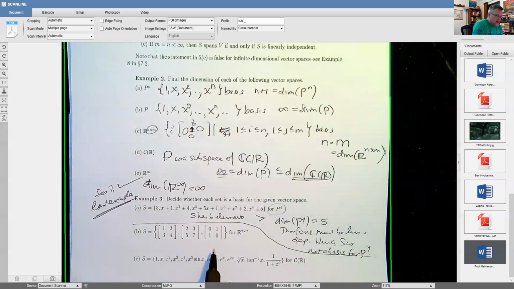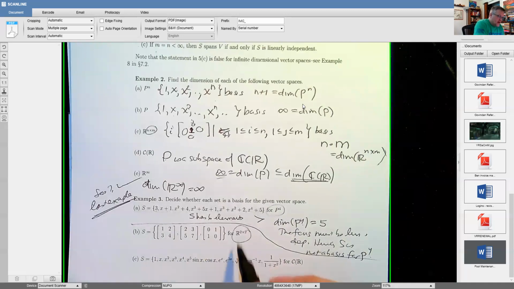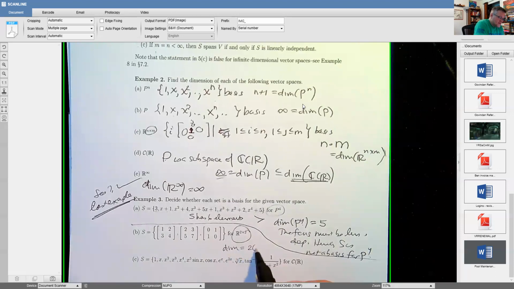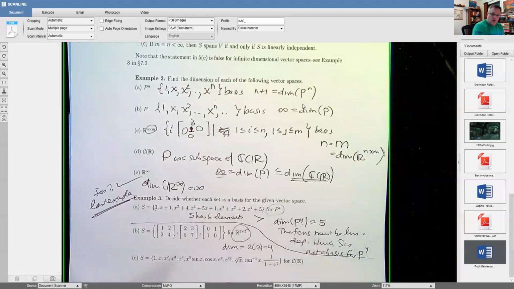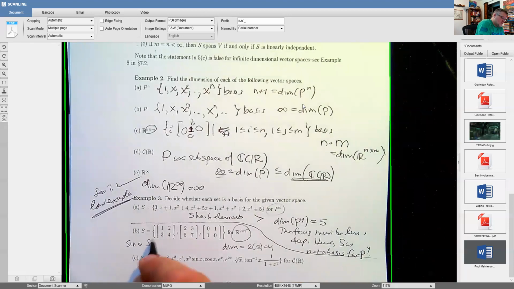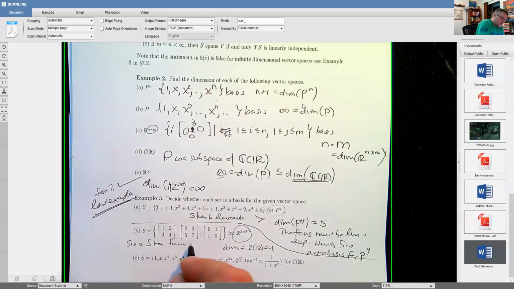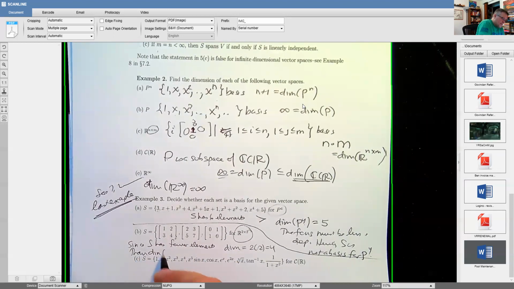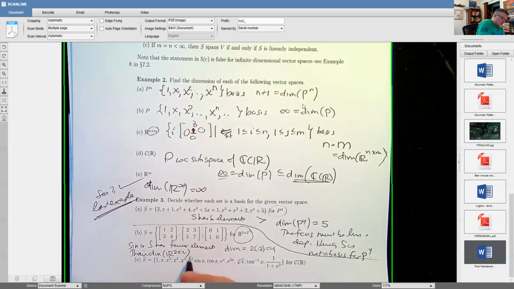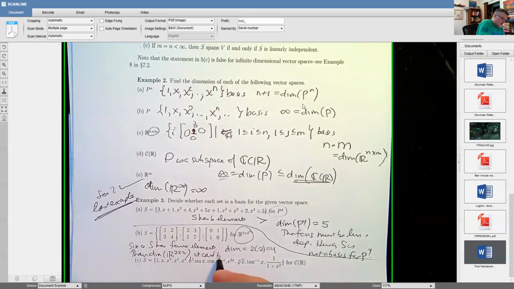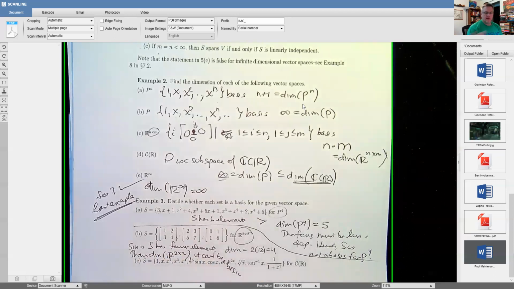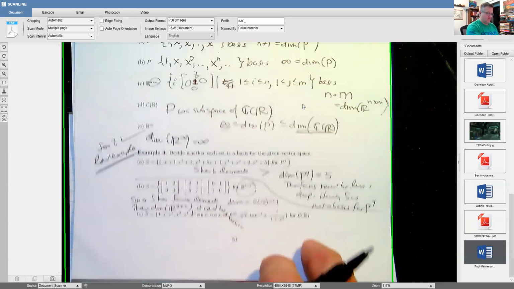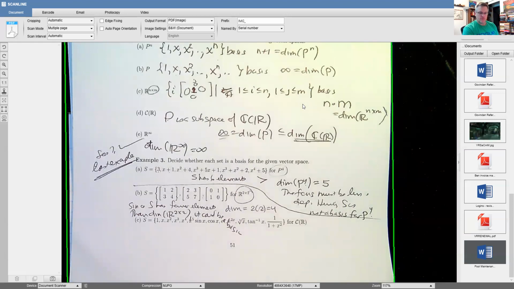This one suffers the opposite problem. The dimension of this space is 2 times 2, which is 4. But there are only 3 matrices in that set. You don't have enough to generate all of them, right? And so since S has fewer elements than the dimension of that space, it can't be a basis. Even if they're linearly independent, it doesn't matter. There's not enough of them to generate every possible 2 by 2 matrix.